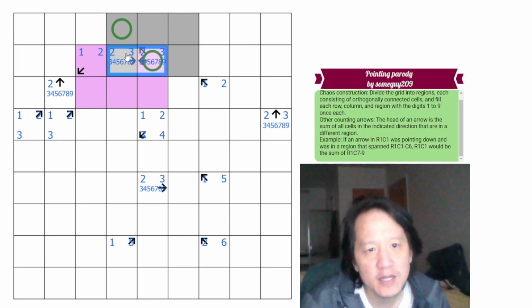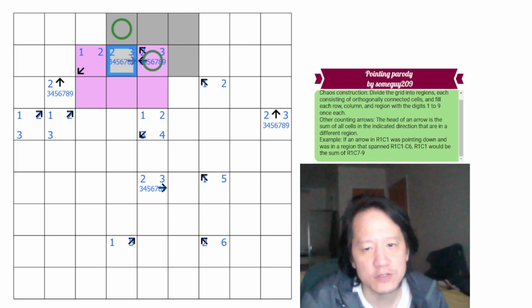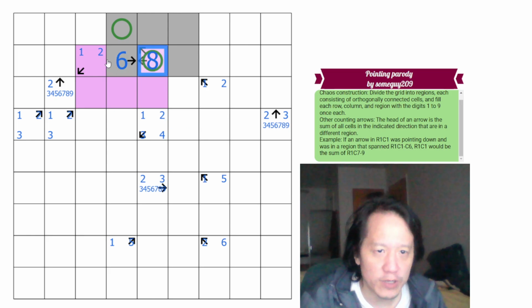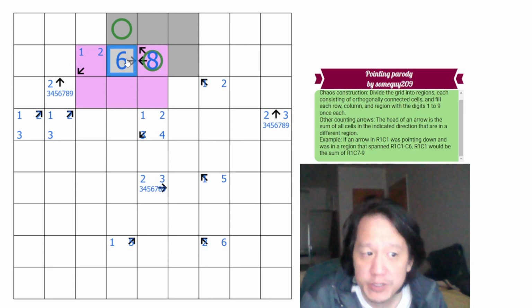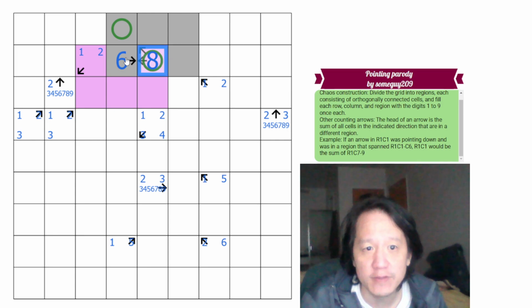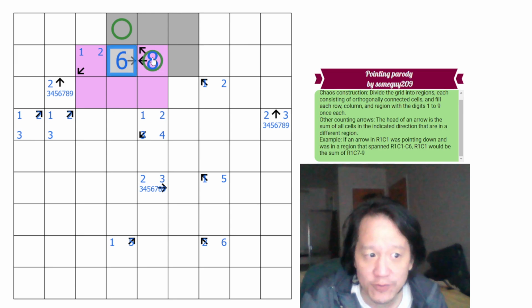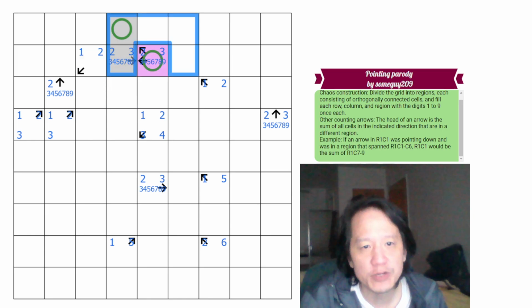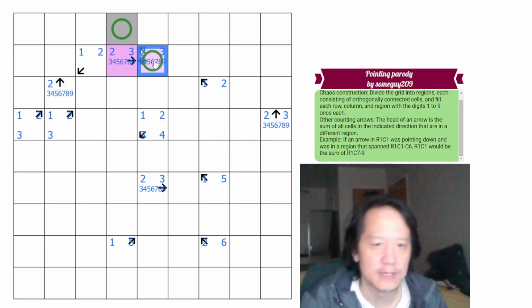Does that make sense? Okay, let's use actual numbers here. Say this was, I don't know, a 6 and this was an 8. This 8 would have to be the sum of this 6 plus two other numbers. But so would this 6, because it's the sum of all the numbers that are not in its region. So the 6 would have to be the sum of 8 and some other numbers, and that's impossible. So we know from that deduction, these two have to be the same region.